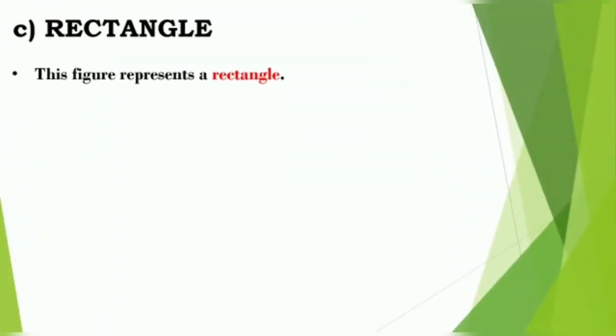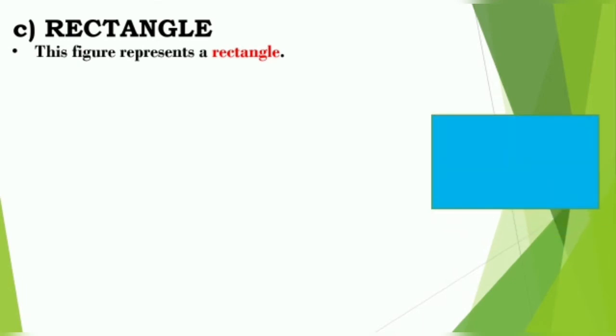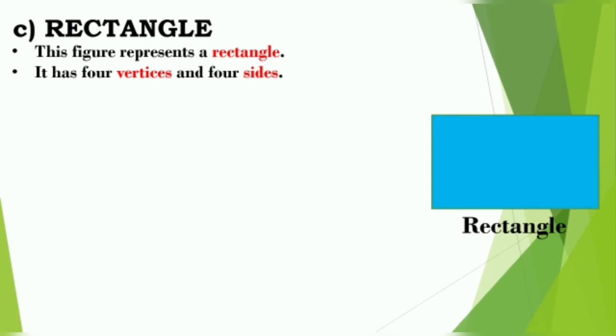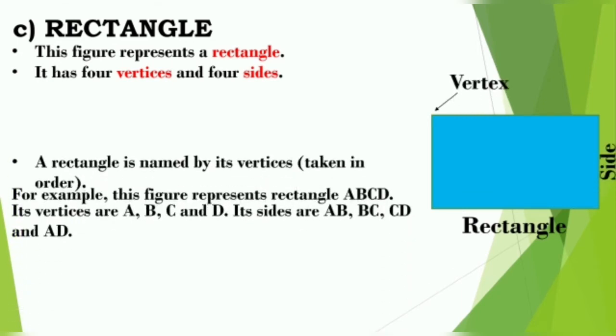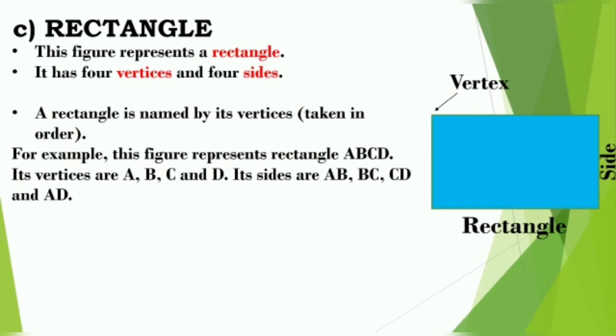Rectangle. This figure represents a rectangle. It has four vertices and four sides. A rectangle is named by its vertices taken in order. For example, this figure represents rectangle ABCD.